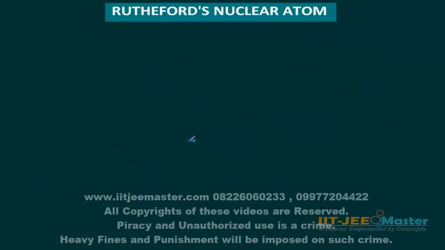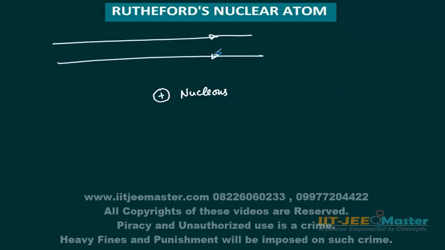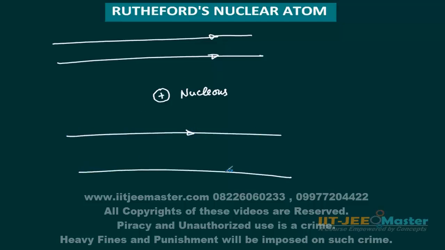So what was Rutherford's nuclear atom? According to Rutherford, most of the matter is concentrated in the nucleus, and the nucleus is positively charged. Therefore, most of the alpha particles pass through the nearby empty space undeflected, but only a few are deflected by the nucleus, because the alpha particle is also positively charged. It has a +2 charge. So it was the first time a nucleus was found.